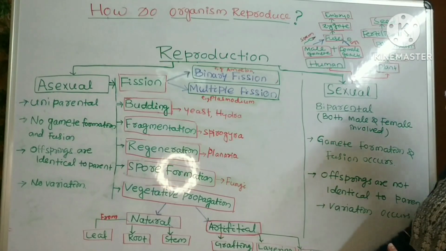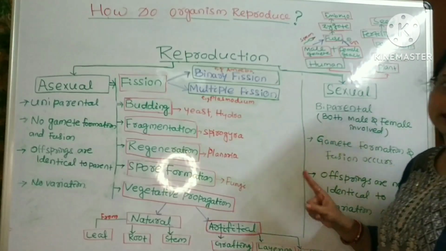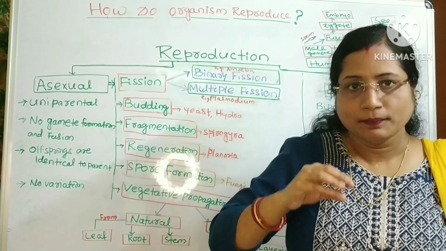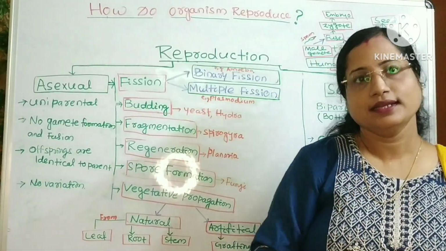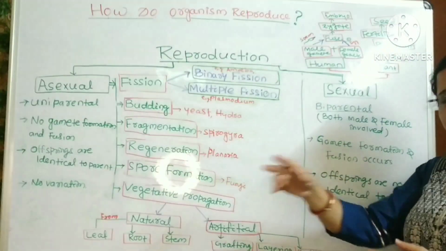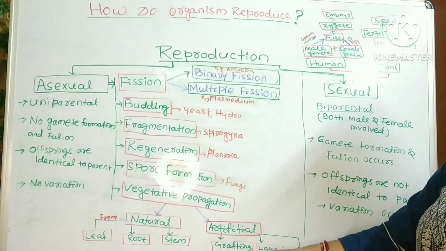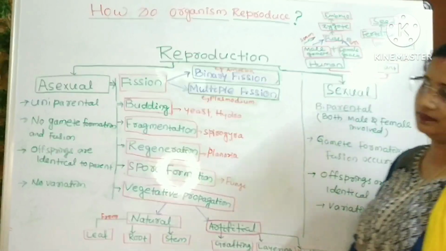But when it is done artificially, meaning the maintenance and manipulation of human beings is required for the vegetative propagation, that is known as artificial vegetative propagation, that is grafting, layering and cutting.